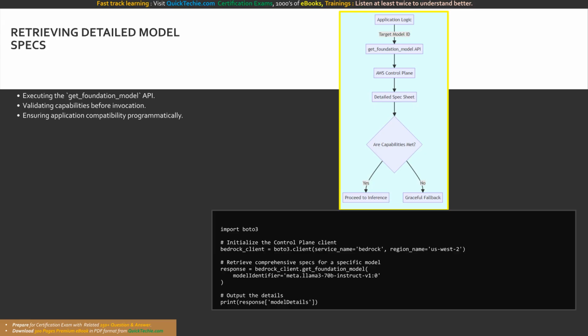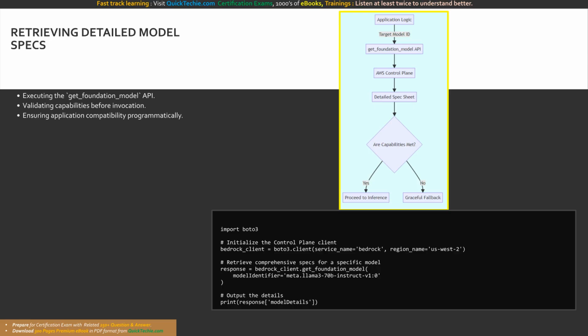Sometimes simply knowing the model ID is not enough. When building highly dynamic enterprise applications, your code might need to programmatically verify a model's exact capabilities before attempting to use it. For instance, what if your application suddenly requires image generation, but the model ID passed to it is strictly a text-to-text model? An invocation would fail instantly and crash your application. To prevent this, developers can use the Get Foundation Model API call.